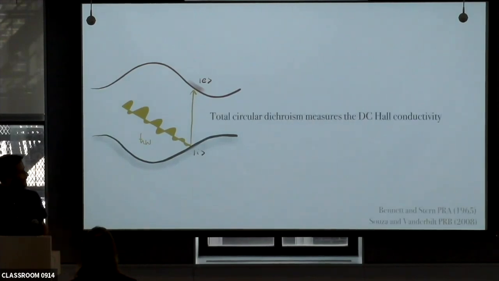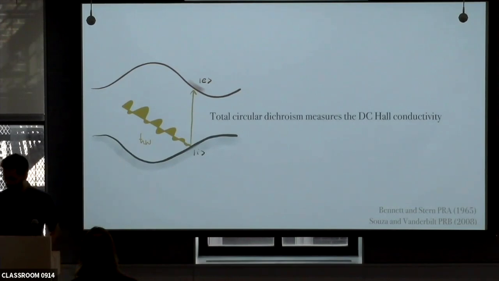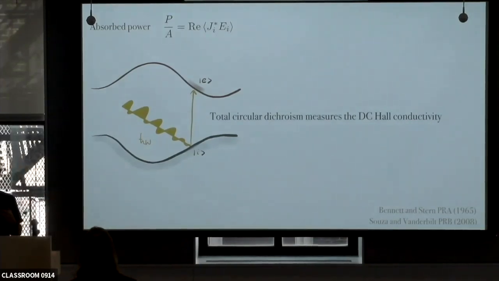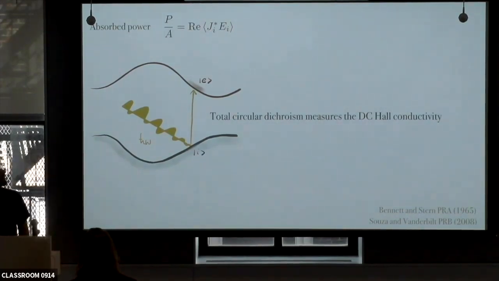So the first thing that you might not know, but it's a very old result, is that actually circular dichroism measures the DC Hall conductivity. And so I'm going to be brave here and guide you through a very simple derivation of how this is true. So take the absorbed power. If you look into an E&M book, you'll see that it's just the real part of this product of J star times E. So J is the current, E is the electric field, P is the power absorbed, A is the area of your system. Now, assume linear response and introduce this here.